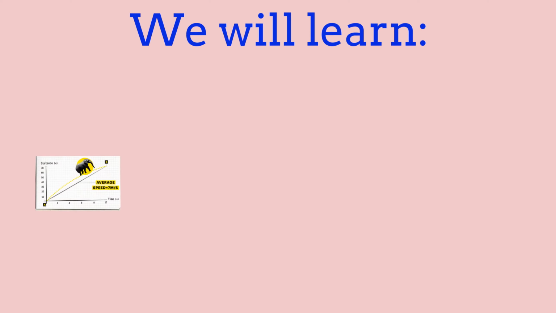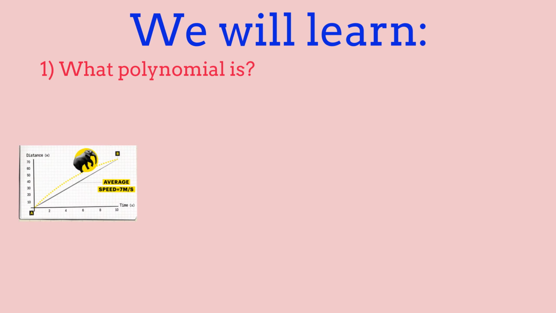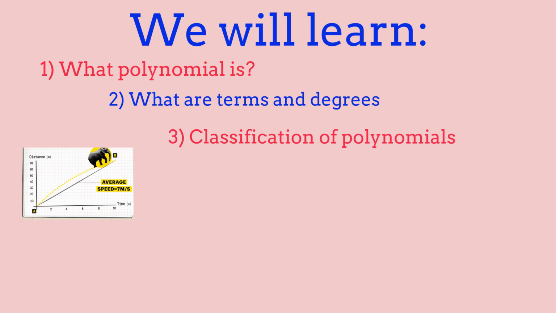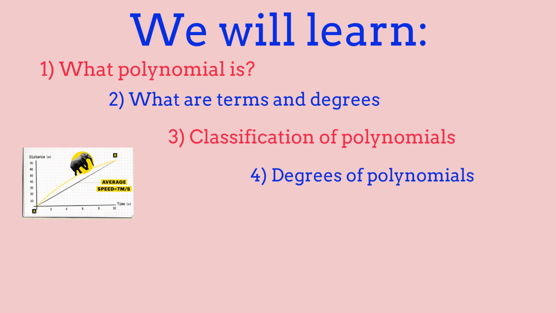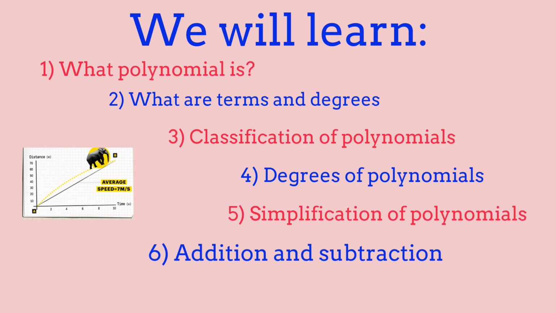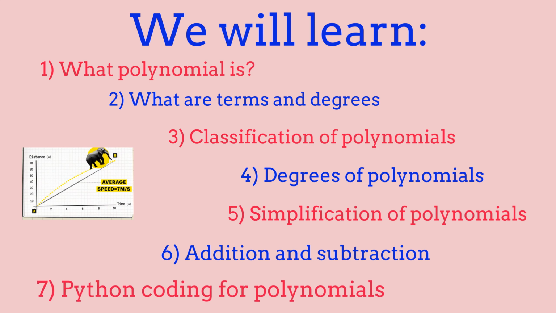So throughout this video, we're going to be covering the following topics. We will first go over what a polynomial is. Second, we're going to go over what terms and degrees are. Third, we're going to go over the classification of polynomials. Fourth, we're going to look at degrees of polynomials. Fifth, we'll look at the simplification of polynomials. Sixth, we'll look at addition and subtraction of polynomials. And seventh, we're going to be going over our Python code.